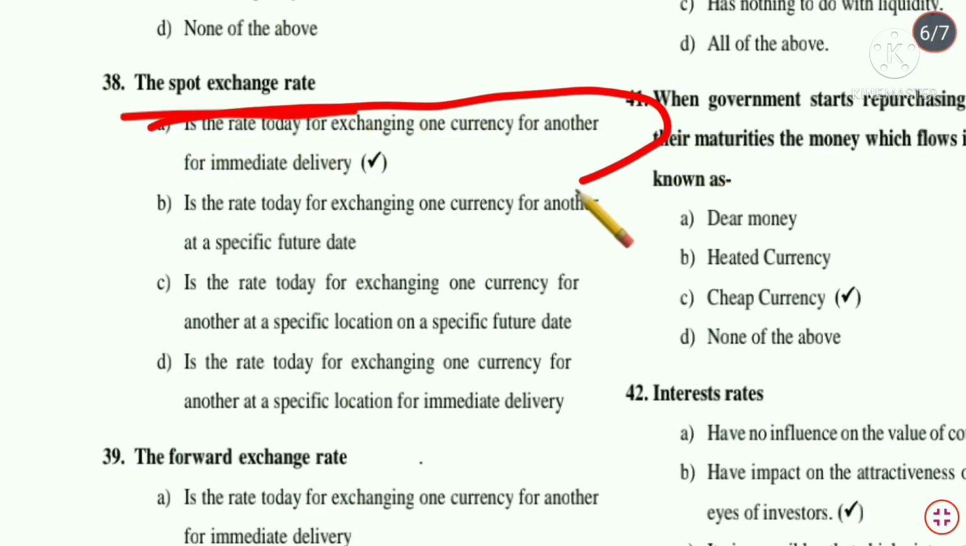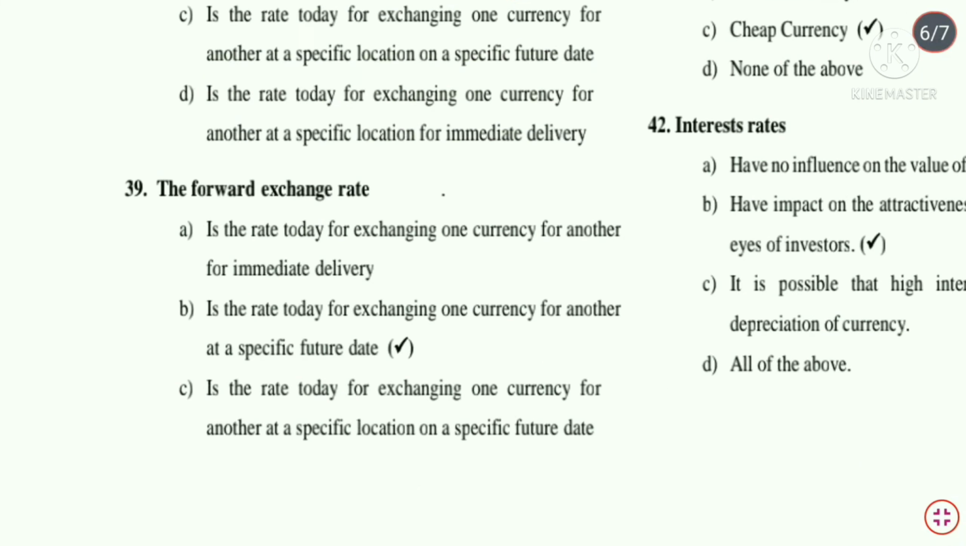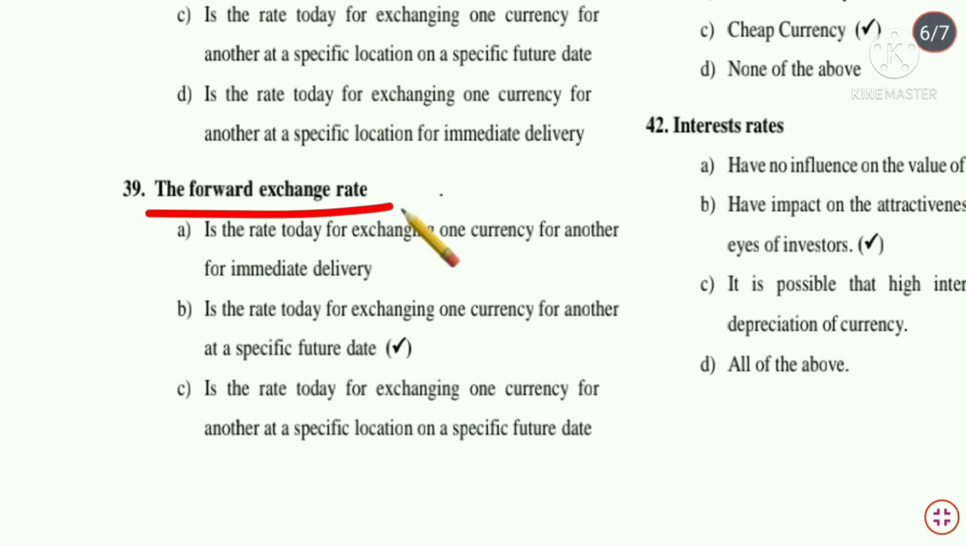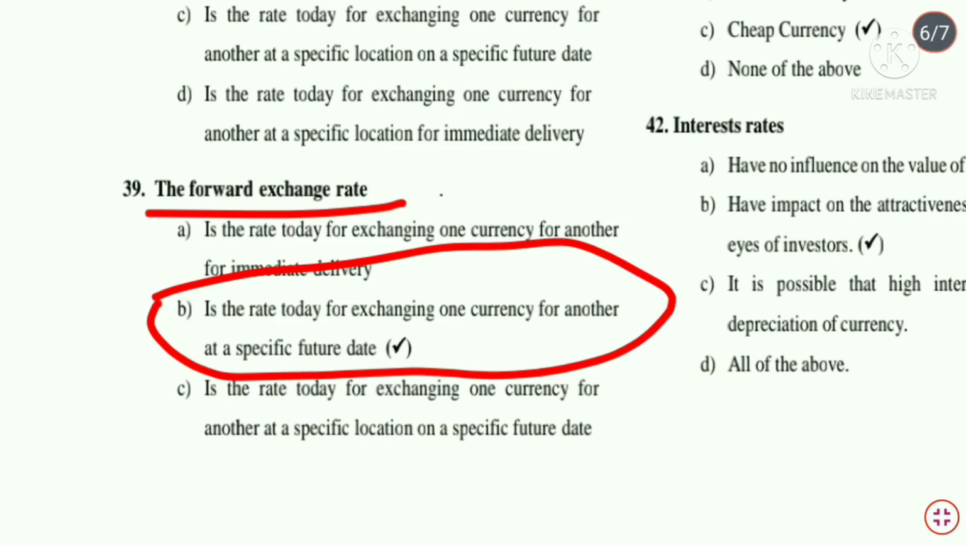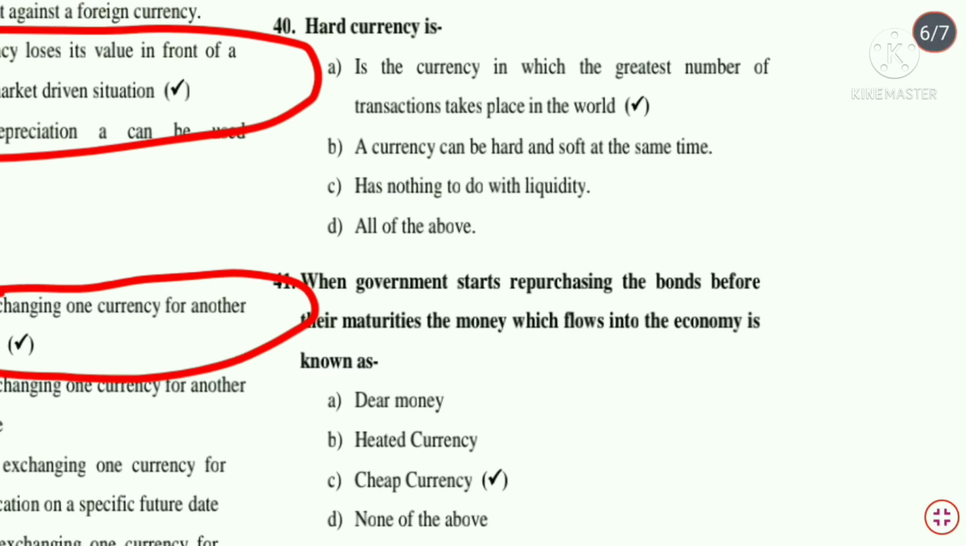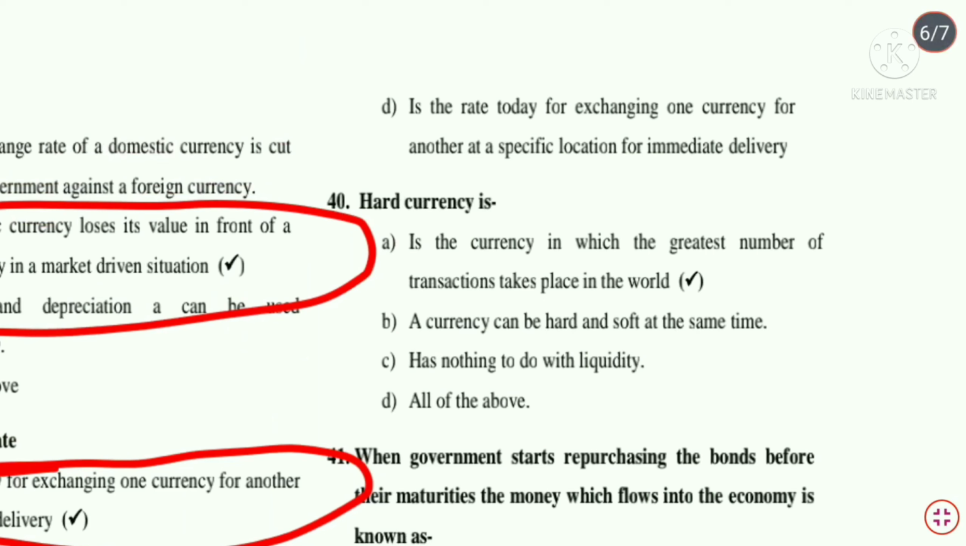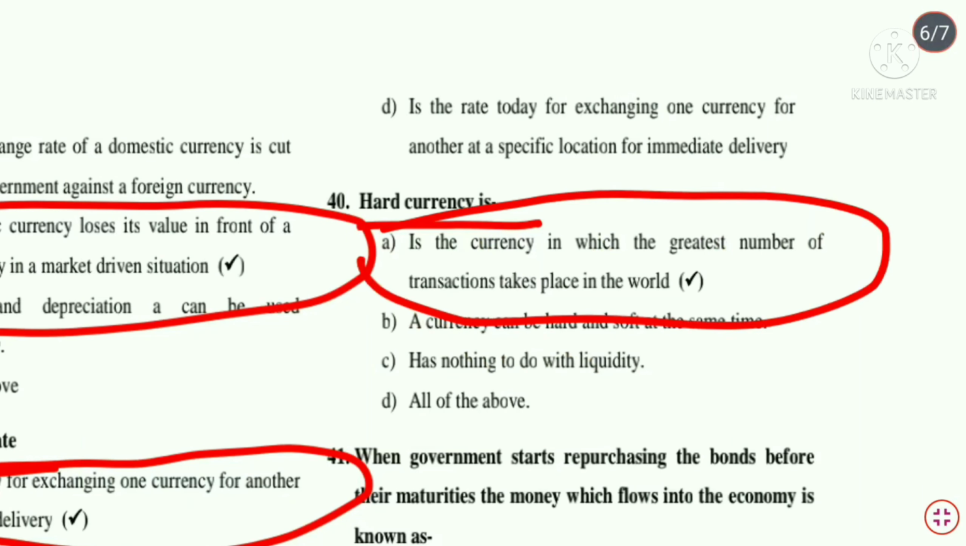Next question: the spot exchange rate, what do we call it? It is the rate today for exchanging one currency for another for immediate delivery. Next question: the forward exchange rate. The correct answer is the rate today for exchanging one currency for another at a specific future date. Next question: what do we call a hard currency? It is the currency in which the greatest number of transactions take place in the world. For example, today we can say US dollar or euros are the hard currencies.